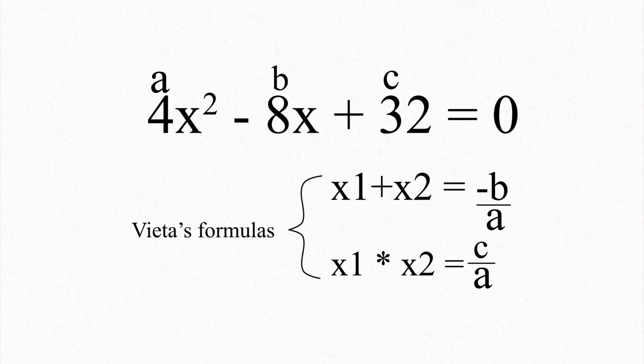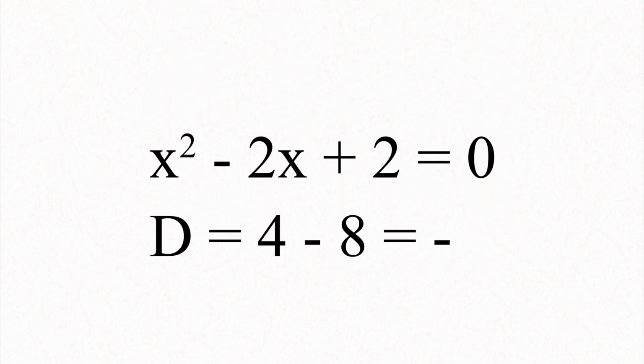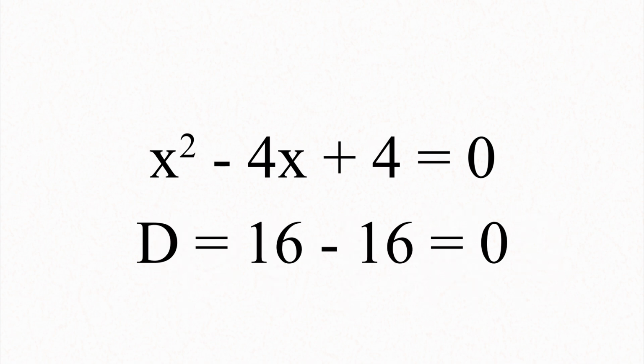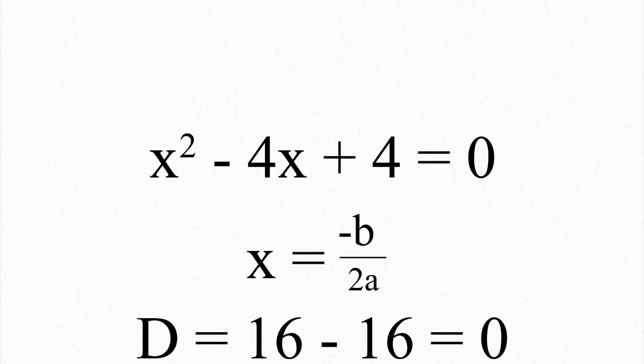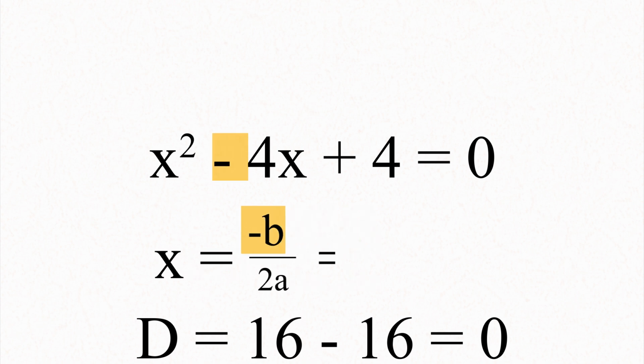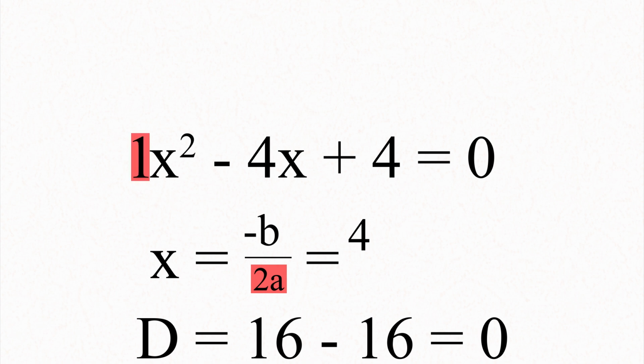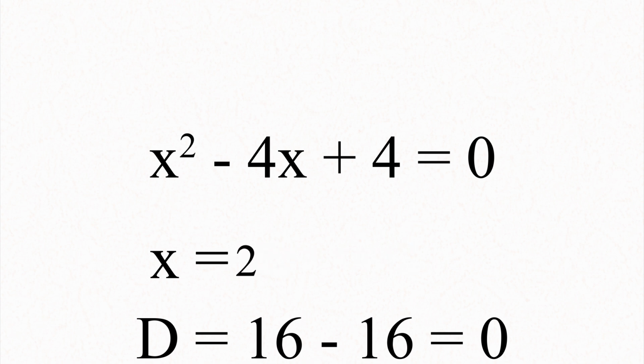But what happens if the discriminant d is negative? In that case, the equation has no real solutions. And what if discriminant equals 0? Then the equation has only one solution, which is x equals minus b divided by 2a. For example, minus b is 4, minus times minus is plus, 2 multiplied by 1 is just 2, and 4 divided by 2 is 2, so the equation has one root, 2.